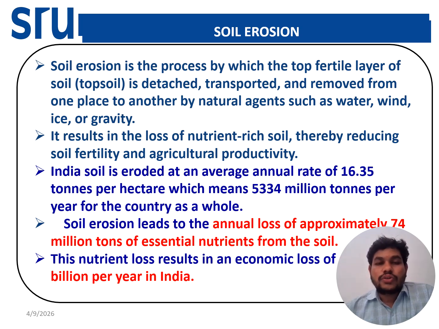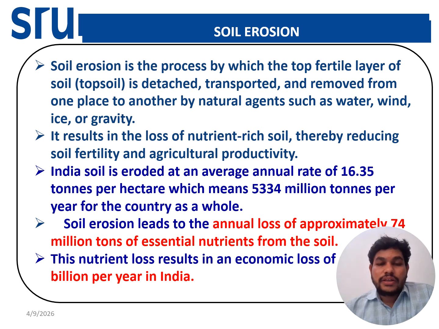So mostly through soil erosion, there is a loss of the top fertile soil. If the top fertile soil gets eroded, then the water and the nutrients present in the soil will also get lost. Because of that, the soil fertility and agricultural productivity will get reduced.